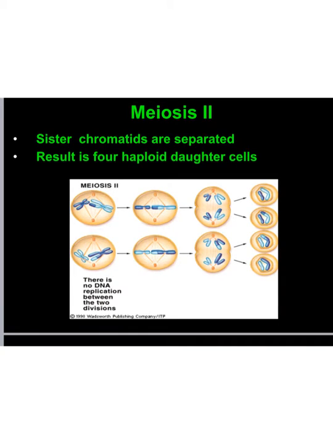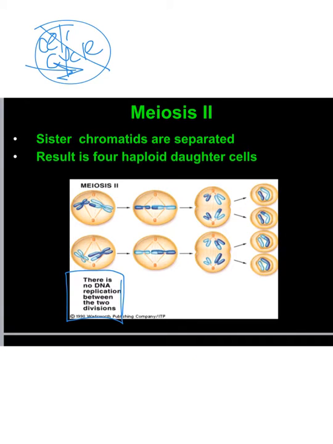Okay, so when we enter into meiosis 2, the key is that we do not go back through the entire cell cycle. So we do not go through interphase again. We do not go through the synthesis phase where we replicate the cells again. We go straight from meiosis 1 into meiosis 2. So the key thing to remember is that there is no DNA replication between the 2 divisions.